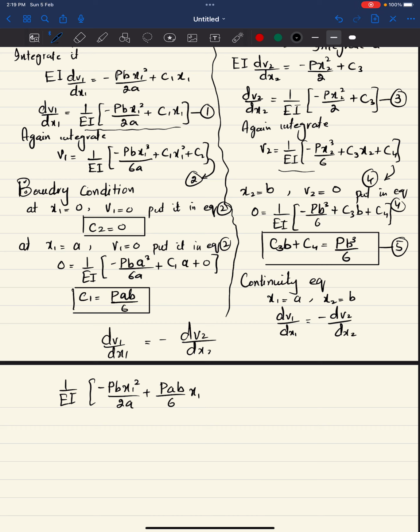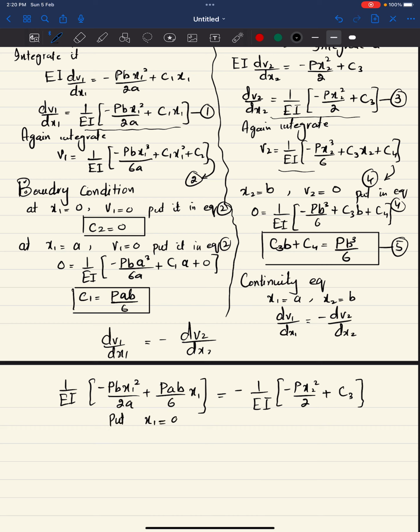Okay. Now this is dv1 over dx1 minus; we will multiply 1 over EI dv2 over dx, this one. So minus P into x2 square over 2 plus C3. C3 is not known. C3 is not known.